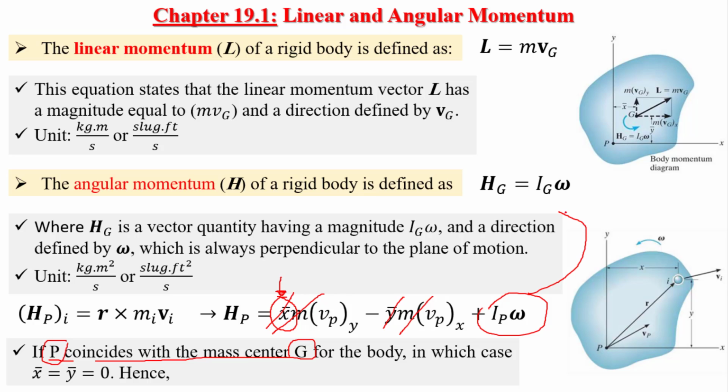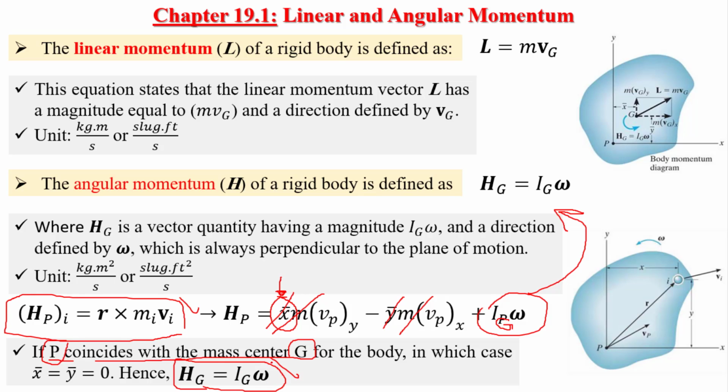Now compare this equation with this equation. So instead of B I can write G, because they coincide. So here is the final formula. Either we benefit from this equation, or we start from this equation. Why?